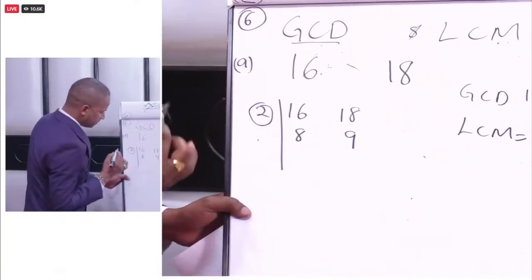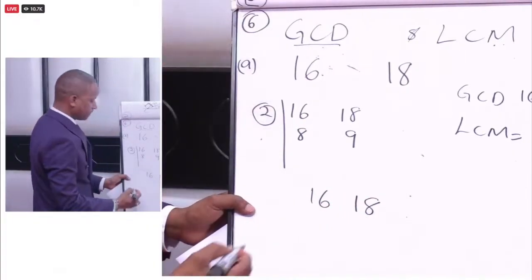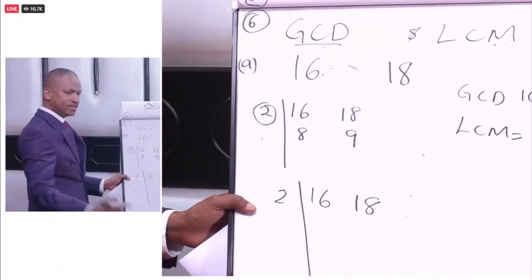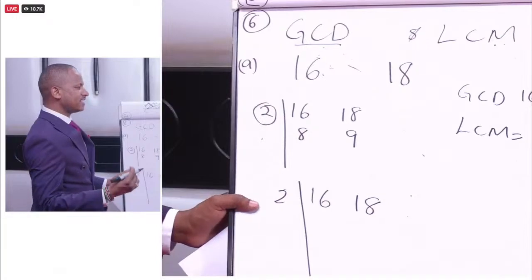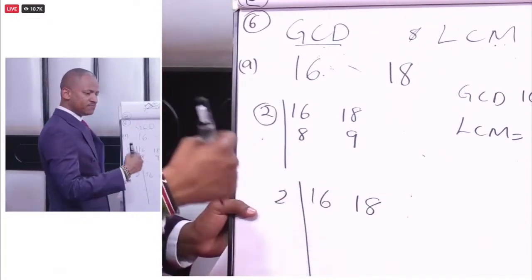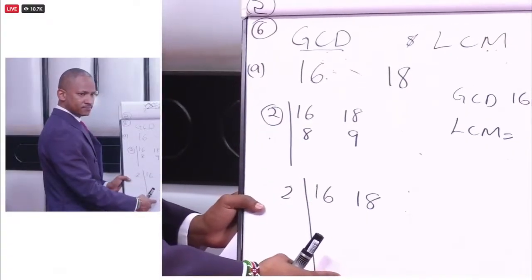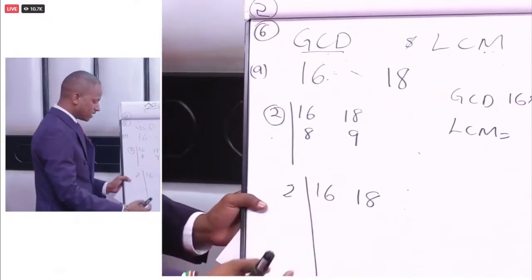Now, you leave it at that. Now, what about LCM of 16 and 18? You start with 2. When you are dealing with LCM, you ensure that that number divides all these factors. All the prime factors that you will use must finish with 1. It must finish dividing this with 1.